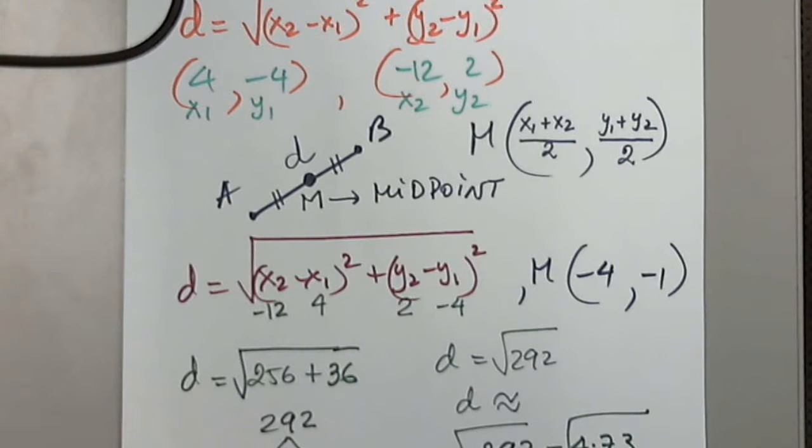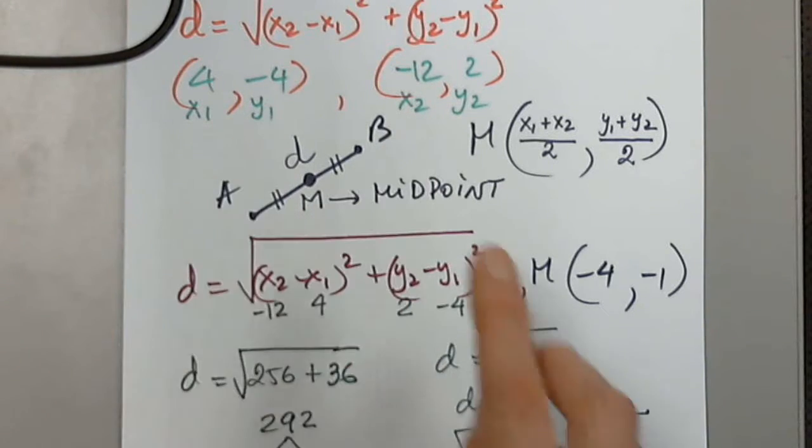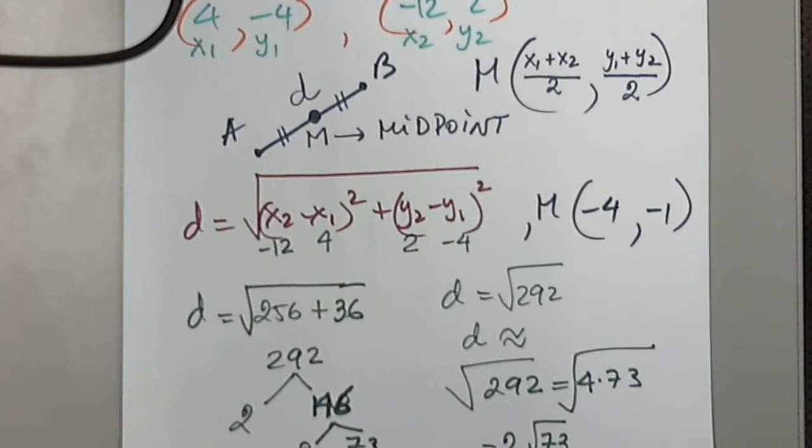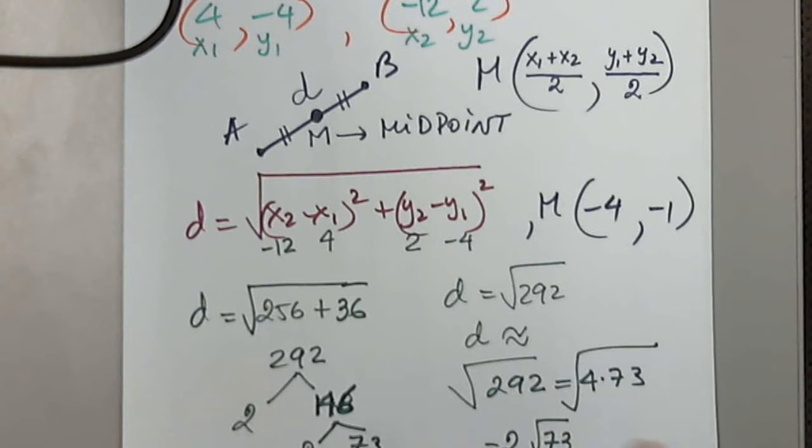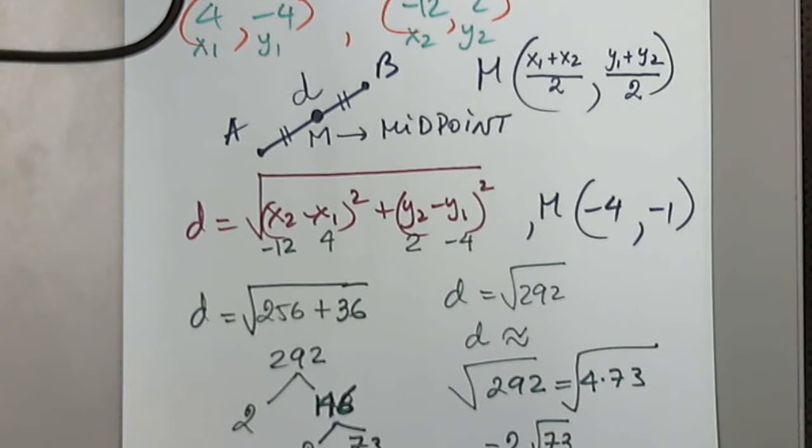Negative 1. So we determined that the distance between the points you picked is actually 2 times the square root of 73. Or if I approximate, I don't know where my calculator is. Here it is. The square root of 292 is 17.088.